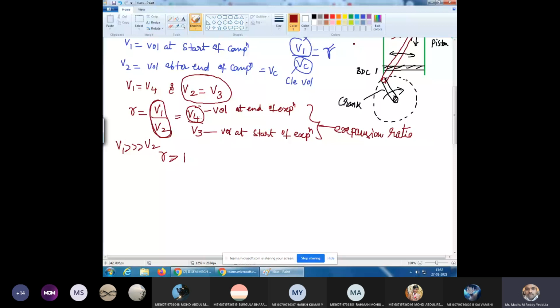Okay? So compression means before to the after. Remember, compression means the ratio should always be bigger to the smaller. So the volume is bigger before the start of compression compared to the end of compression. Similarly, the volume will be bigger after expansion. Therefore, it is the volume at the end of the expansion by the volume at the start of the expansion.